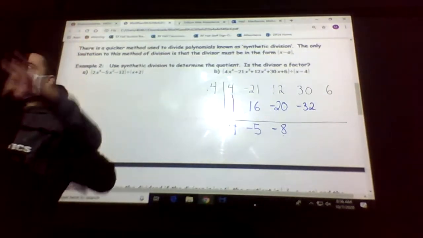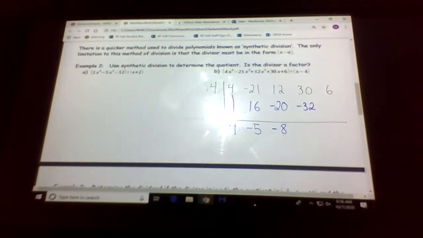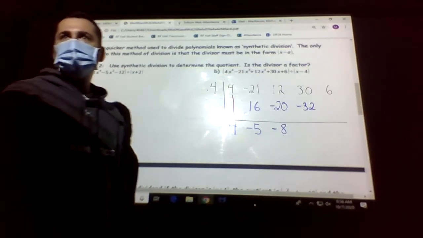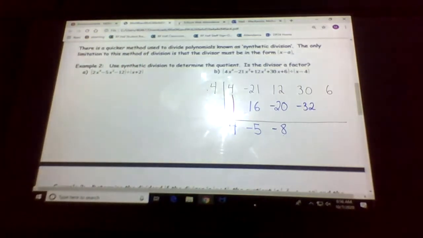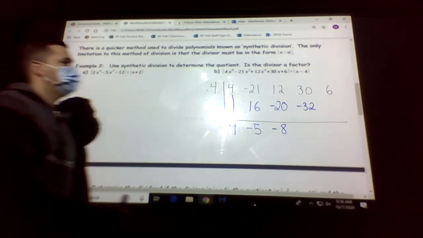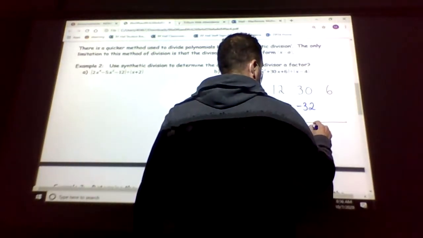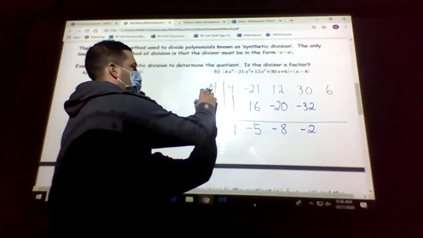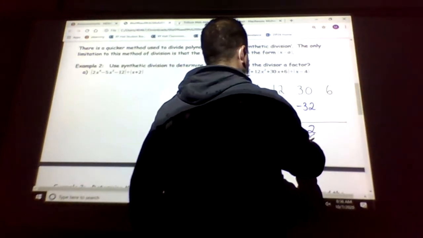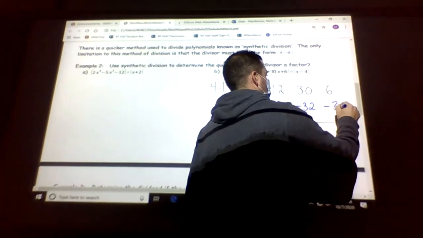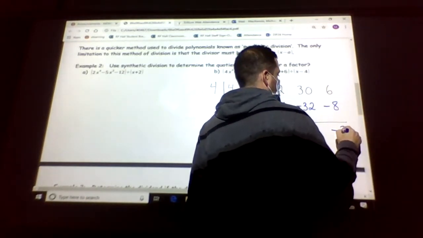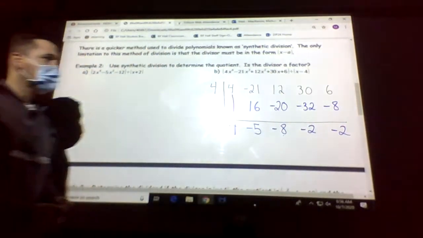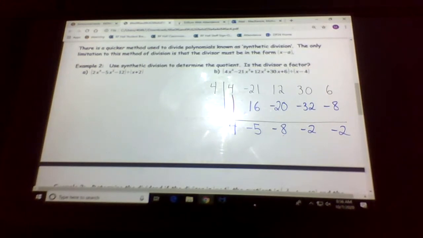I know right now it's just a whole bunch of numbers. Like, what are we doing? It doesn't make sense. 30 minus 32. Minus 2, good. Lastly, 4 times negative 2 is negative 8. And we have negative 2 at the end. Okay.